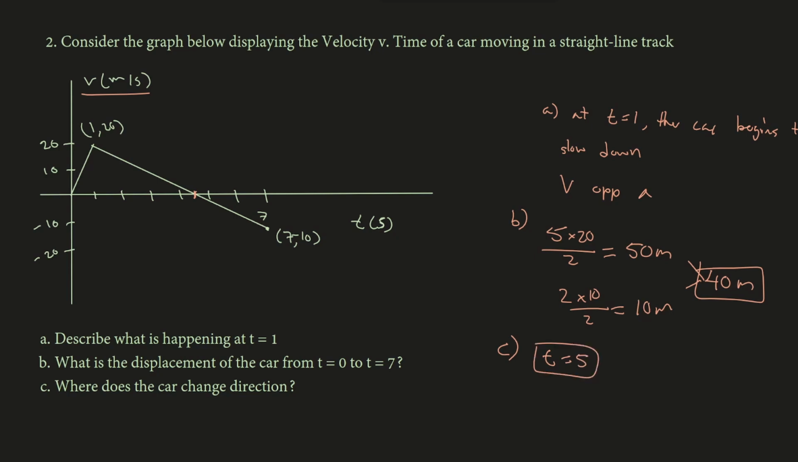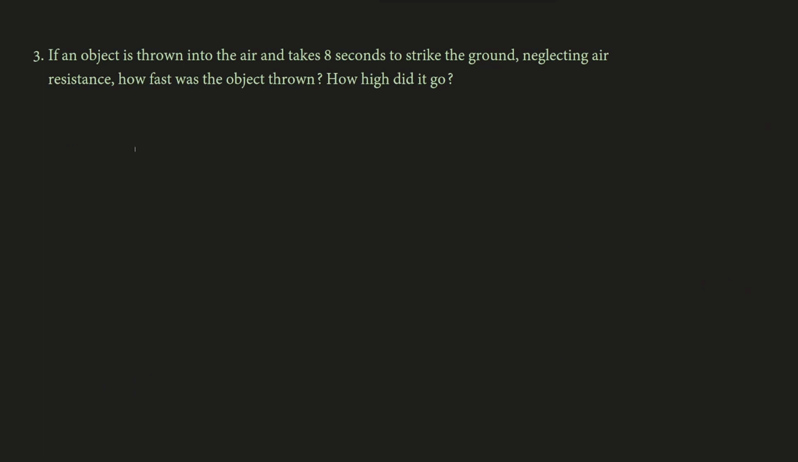All right, moving on. For this last question here, if an object is thrown into the air and takes 8 seconds to strike the ground, neglecting air resistance, how fast was the object thrown straight up, and how high did it go? This type of question seems like there's not enough information, and truthfully, there isn't much information. We know t total is 8, right? And we know that the acceleration equals g, which we're going to call 10 meters per second squared. So what can we do here?